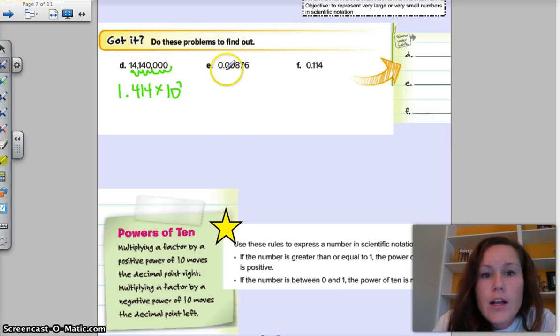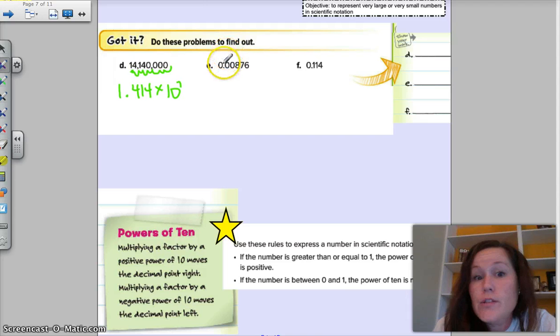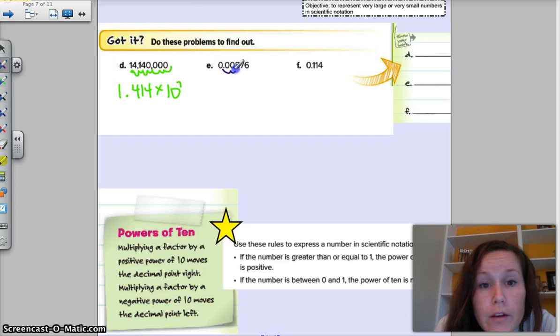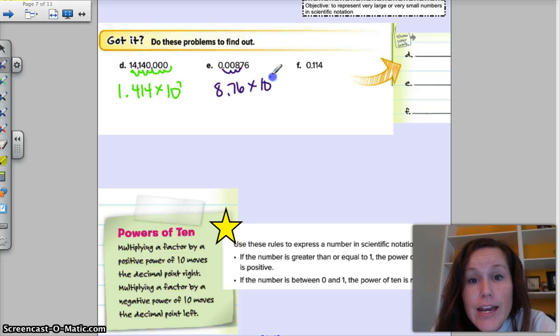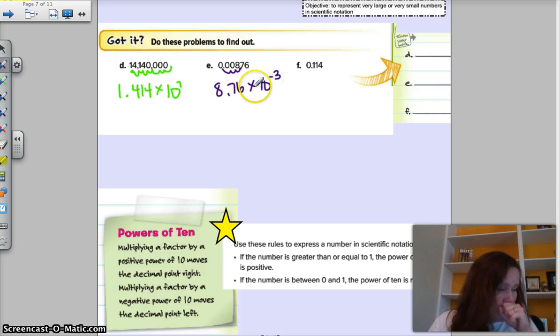E. This number is less than 1, so my exponent is going to be negative. 1, 2, 3. I've got to get it between the 8 and the 7. So 8.76 times 10 to the negative 3. Excuse me.